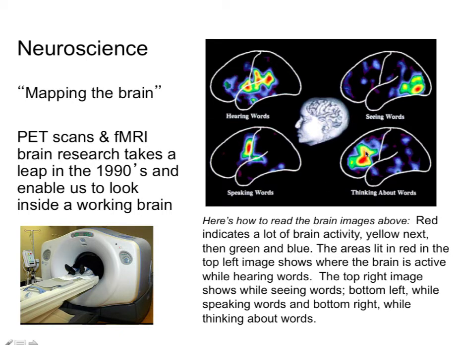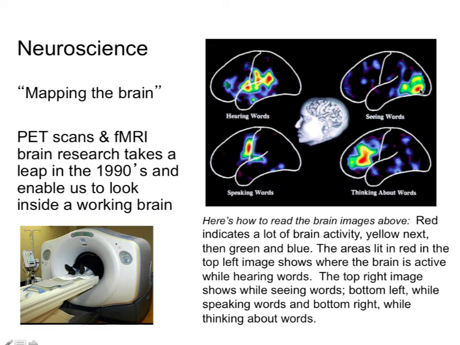Thinking about words, ooh, look at that. This is in the very prefrontal lobes of the brain. This is how the brain's situated. This is always the front, and then this would be the back here. And then seeing, remember that the occipital lobe is in the back, so processing vision is back here, and you can see that the red is lit up there, right?